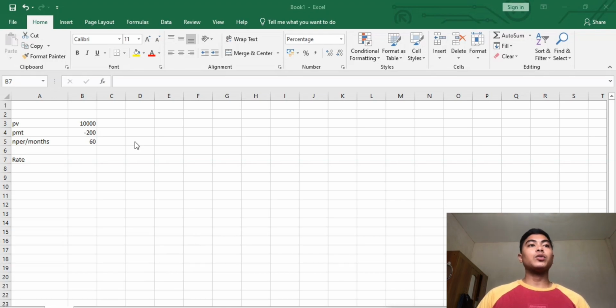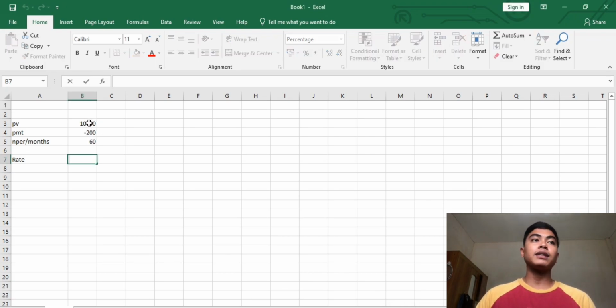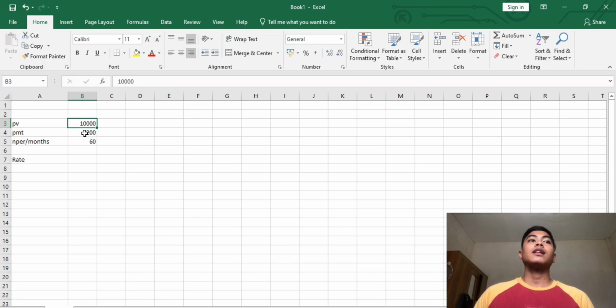So the next function that we will be using is the rate function. This helps us to determine the interest rate of a certain loan or a certain investment. To demonstrate, we have again the present value of a loan or an investment amounted at 10,000, the payment amounted at negative 200, and then the number of periods or the number of months, which is 60.